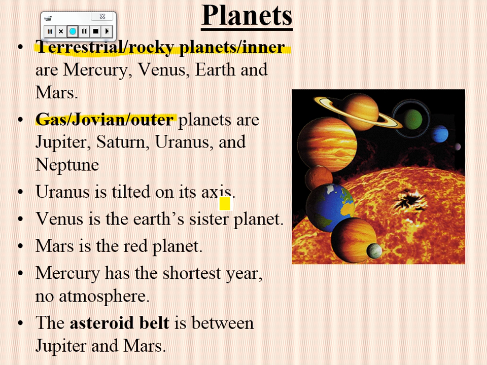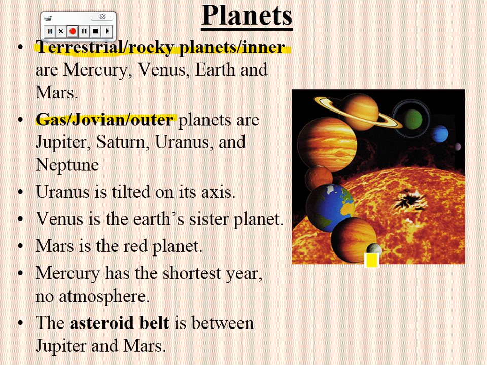Uranus is tilted on its axis. They believe something must have crashed into it at some point, big enough to flip it on its side. Venus is considered Earth's sister planet because they're almost exactly the same size. You can see them here next to each other. Venus is also the hottest planet, if they ask you that. It's covered in clouds and has extreme global warming. Mars is known as the red planet.